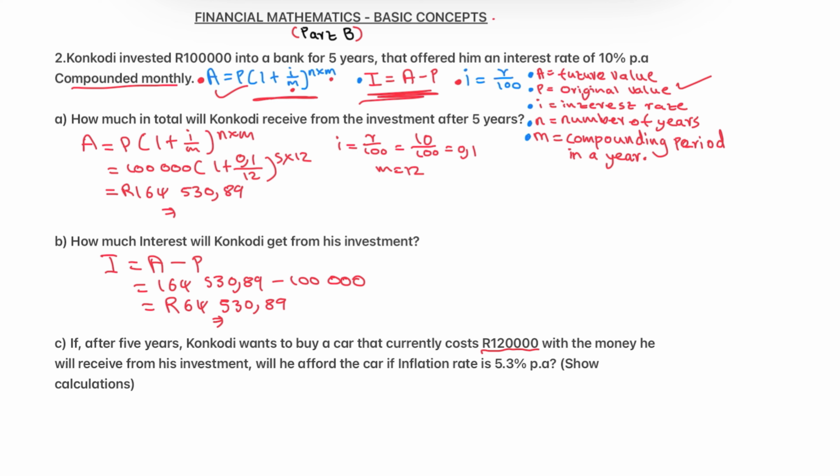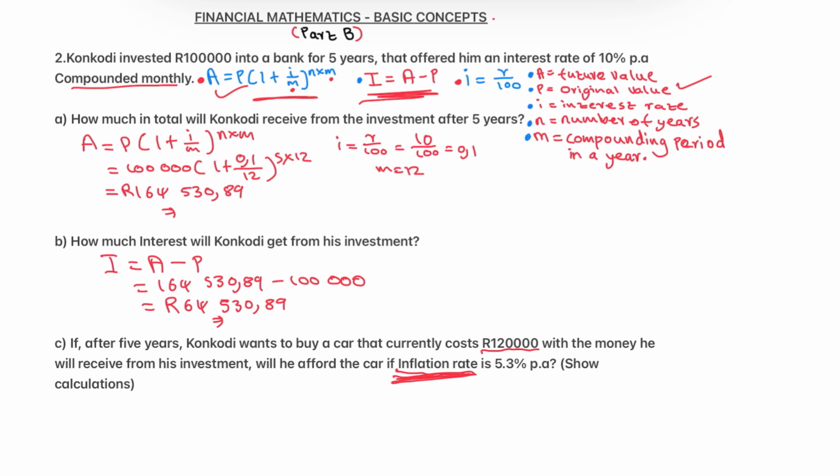If the current cost right now is 120,000, in 5 years' time the cost of the car won't be the same. It will inflate, it will increase. Does that make sense? That's why they said, will he afford the car if the inflation rate is 5.3% per annum? Now check, when it comes to inflation, every item in a shop increases its price using an inflation rate. So every year there will always be an increment on prices, right? So this rate is the rate at which you calculate how much something is going to cost in the future.